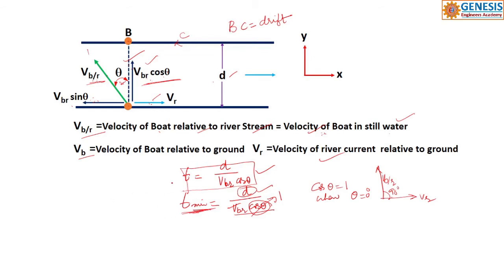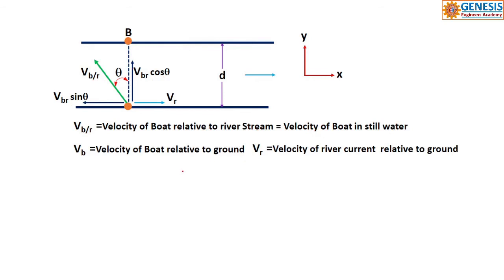Now I want to find out what the drift is. About the y-axis I have dealt with, so I have used this thing. And about displacement along the x-axis, this is VBR sin theta. So I want to find the drift. I name this x. This is positive, that is towards the right. And this is VBR sin theta.